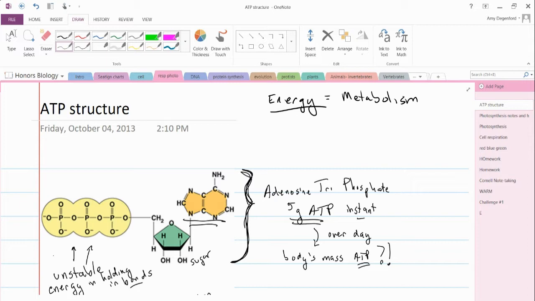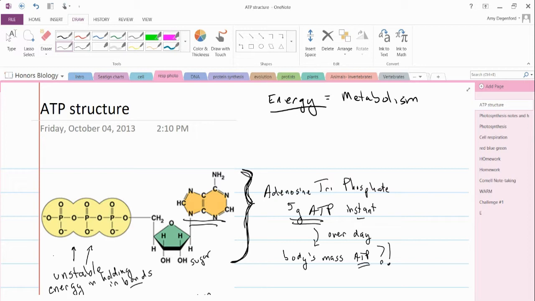Now, by the end of this video, you should be able to explain the structure of ATP, the three parts of it. You should be able to explain how it provides energy for cells and cell activities. And you should also be able to label the chloroplast, the parts of the chloroplast, and the beginnings of the photosynthetic pathways. So let's go ahead and get started.